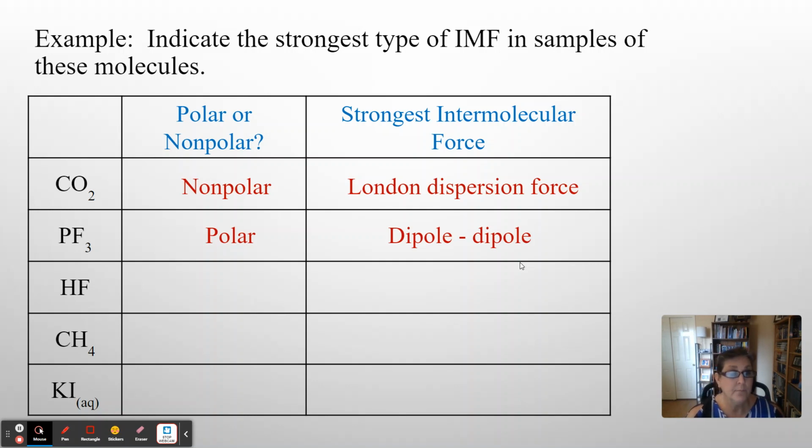Good job. All right, next we have HF. Now this is just 2 atoms bonded together, so we do not need to do a Lewis dot structure. H to F, is that a polar bond or a nonpolar bond? Well, they're different, right? F is going to be a little negative. H is going to be a little positive. It is polar, but it is an H bonded to an F. What do we know about H bonded to F? What kind of force is that?